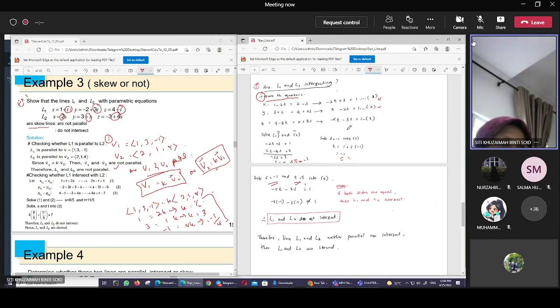But we never use this equation 3 to get s and t. So, bila kita equate, substitute into this, we find out dia tidak sama. So we can say that L1 and L2 do not intersect.